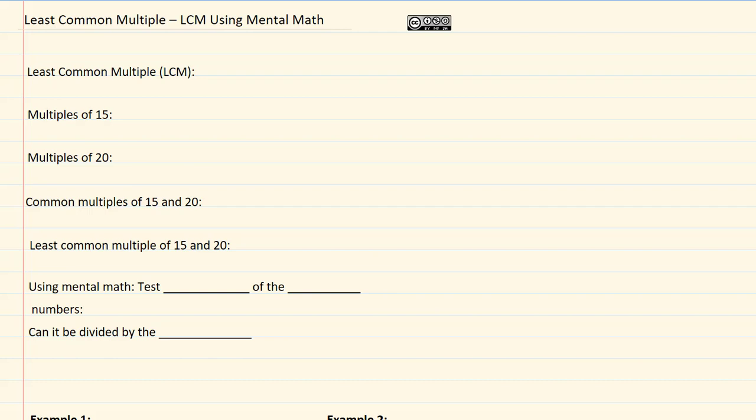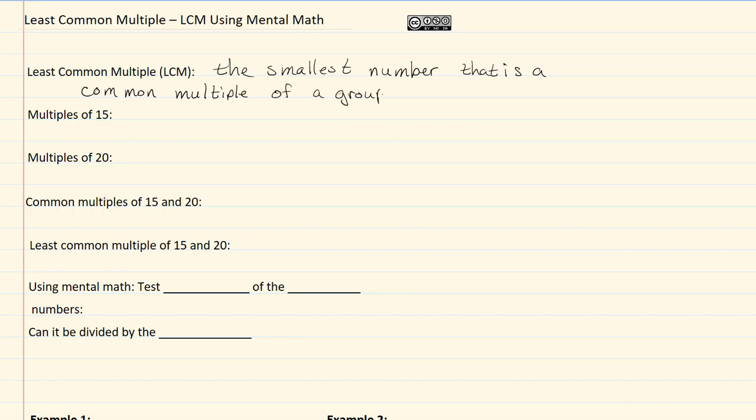Least common multiple, LCM, using mental math. The LCM, or the least common multiple, can be defined as the smallest number that is a common multiple of a group of numbers.